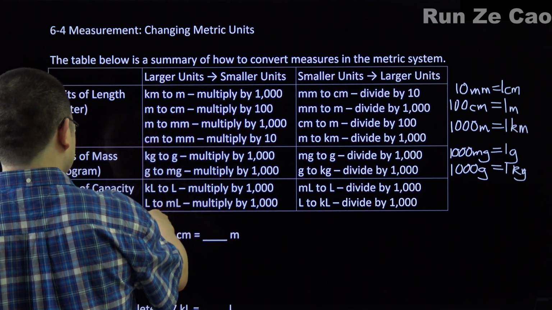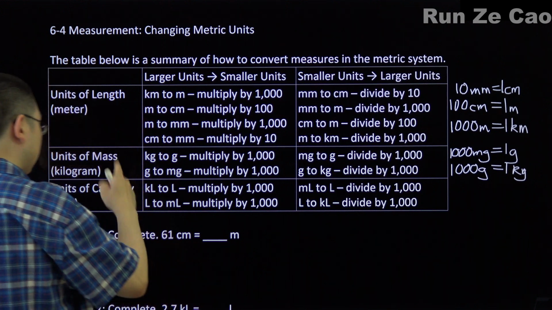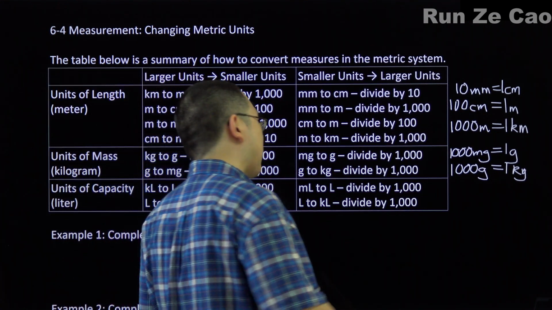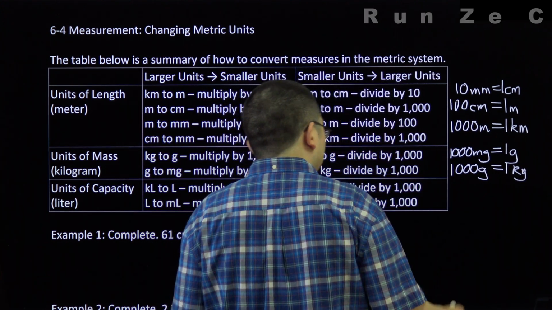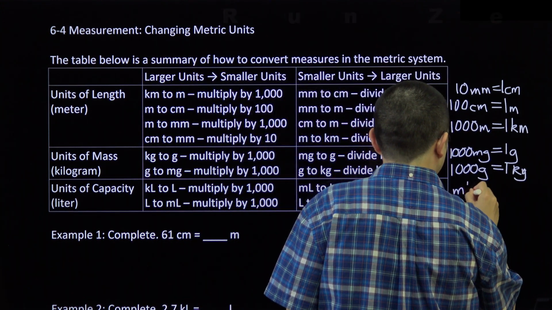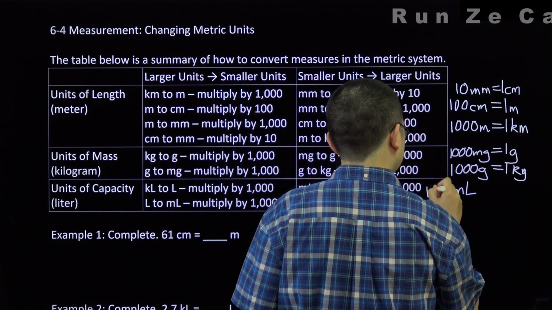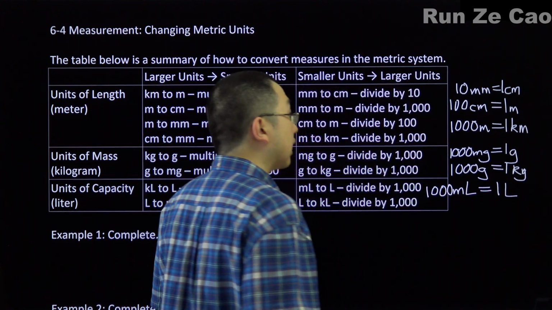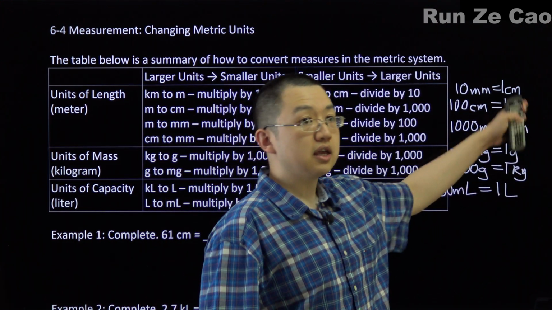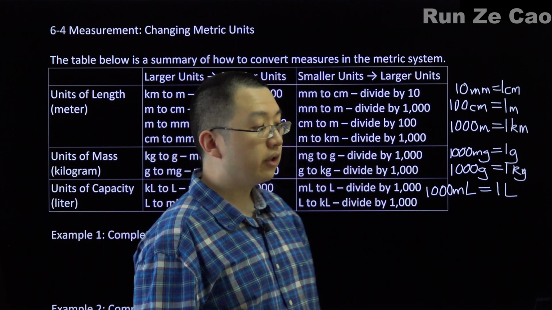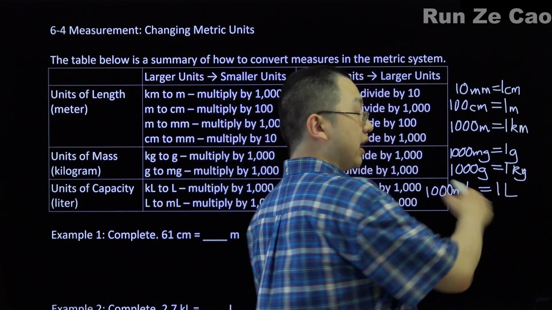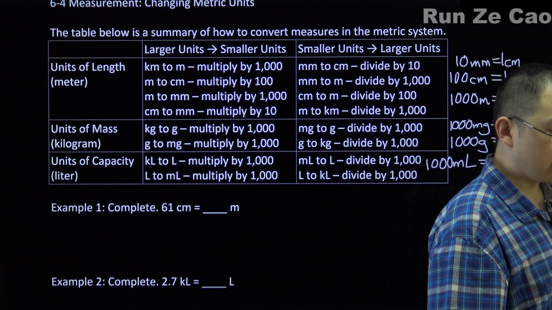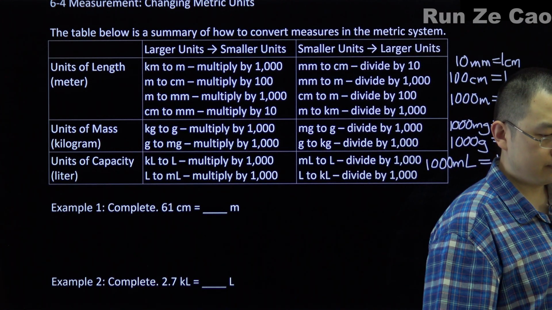For liters, you will very rarely see kiloliters or even megaliters. For the most part, you're going to be dealing with milliliters, and 1,000 of those is equal to 1 liter. And these are basically it. As long as you have these down, you can do the conversions back and forth as needed, as long as you understand the math involved.